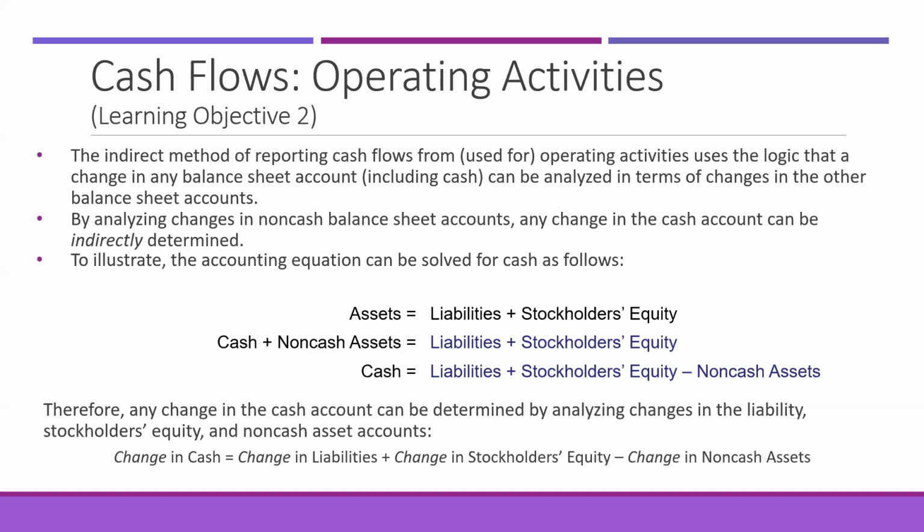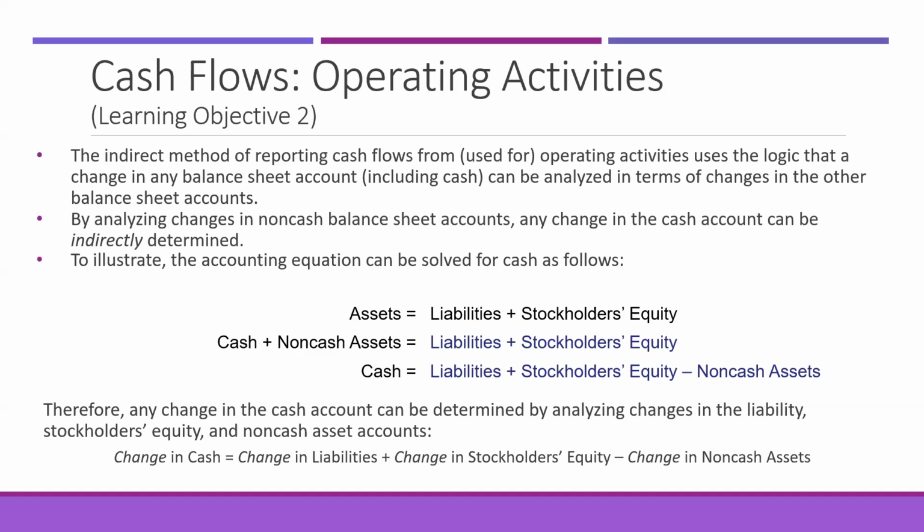So if we have assets equals liabilities plus stockholders' equity, and then we have cash plus non-cash assets equals liabilities plus stockholders' equity, then cash equals liabilities plus stockholders' equity minus non-cash assets, right? Because if we take cash plus non-cash, and subtract the non-cash on the other side of the equation, cash is equal to liabilities plus stockholders' equity minus non-cash assets.